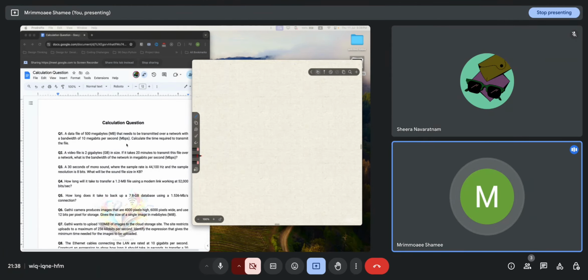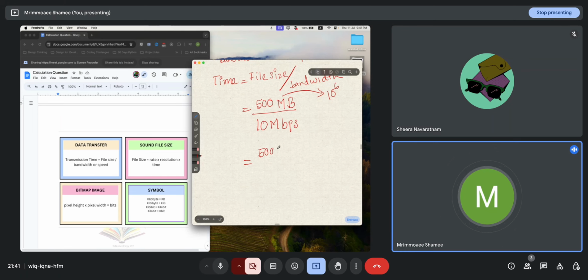We all know that for mega, it is 10 to the power 6, right? So how to remove this mega? We will just multiply 500 by 10 to the power 6. Then it is not in mega now, but in byte. Divided by 10 times 10 to the power 6 bit per second. Instead of M, I put 10 to the power 6. This one is in big B, that means this one is byte and this one is bit.